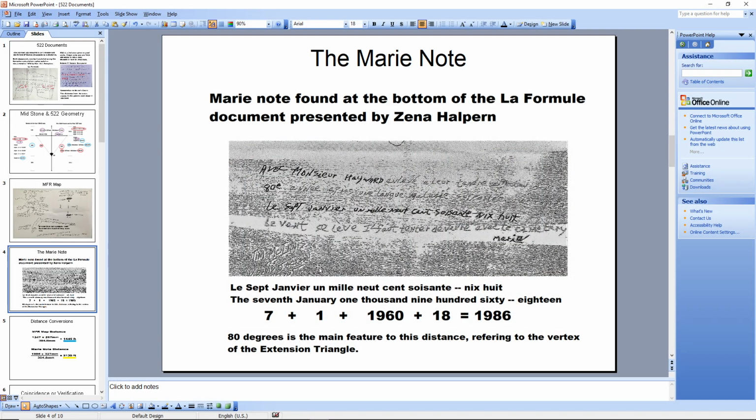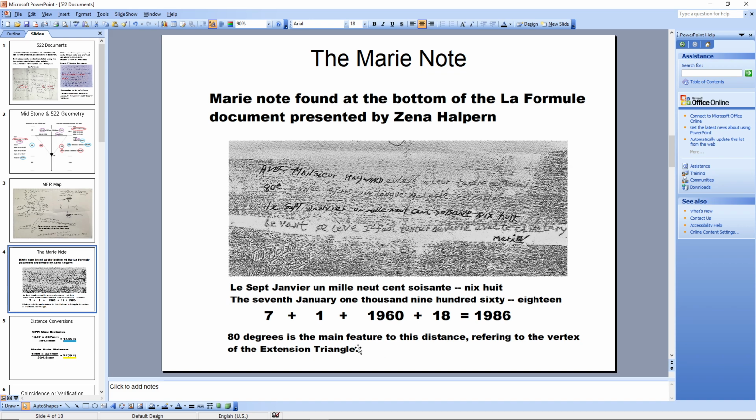And this note at the bottom has a reference. One of them is 80th. And this little E is supposed to be the th, but I think it looks like a degree symbol. Maybe that's where the degree symbol came from. It's from the French. But it shows 80, which is significant. And it has this set out in French. And it's a date, 7th of January. And this actually says 1978, but they write it out as 1960 plus 18. All those numbers add up to 1986.